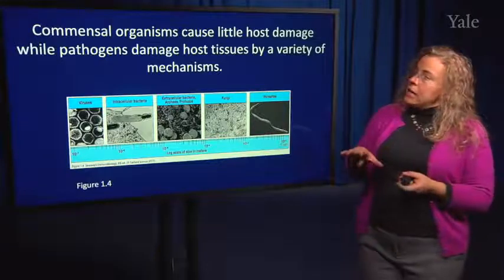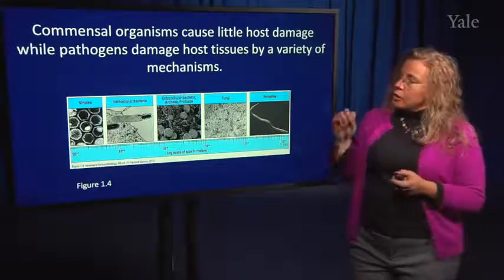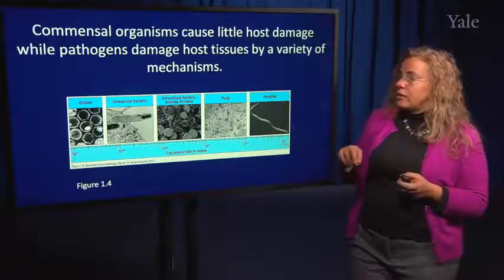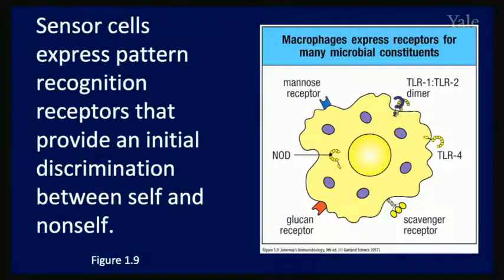So, just keep in mind that, again, your commensal organisms you want to have around, but your immune system is designed to fight off things like viruses or intracellular bacteria, extracellular bacteria, fungi, and parasites. And those sensor cells that can detect patterns have different receptors on their surface to identify those different patterns. Now, I'm not going to go through what all these are now. You'll learn about those in the coming lectures.